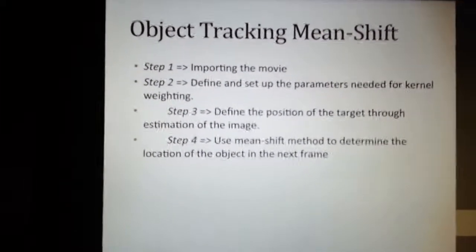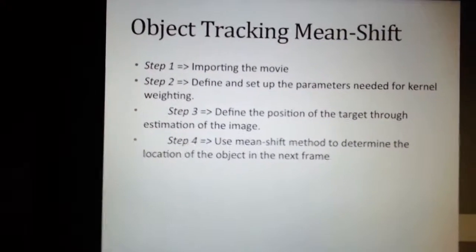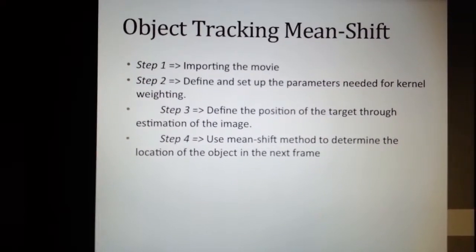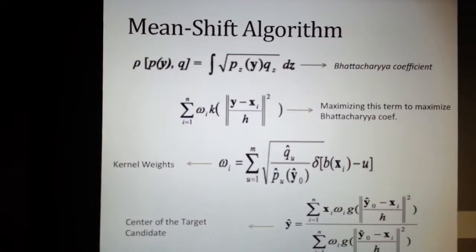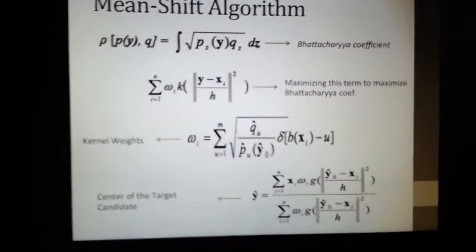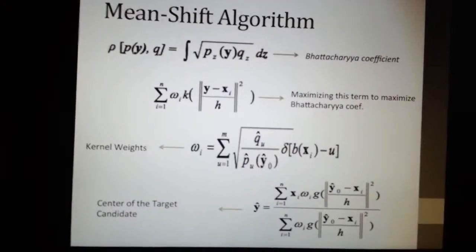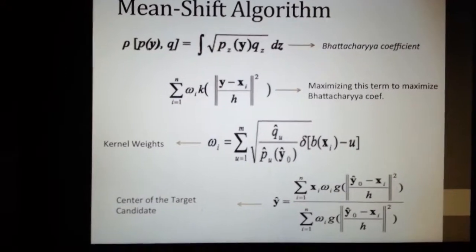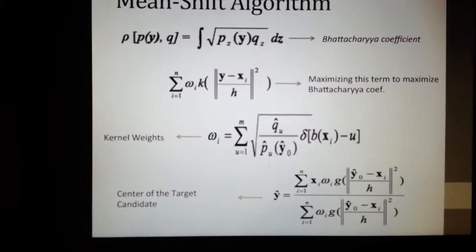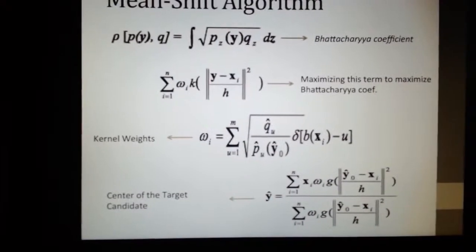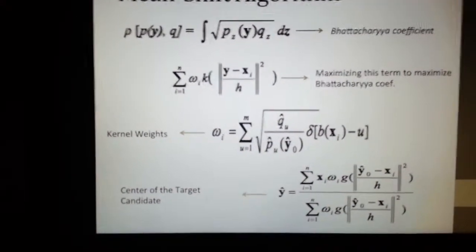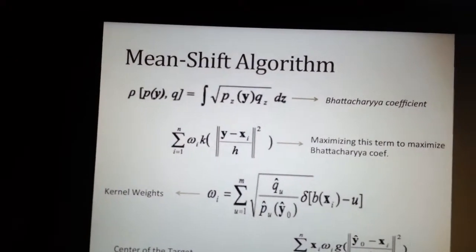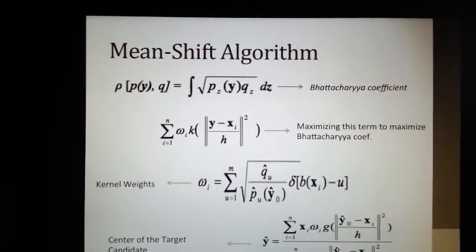And the mean shift method accomplishes finding the next path by determining the best match of the target by maximizing the Bhattacharyya coefficient. Excuse me for ruining that name. This coefficient is represented as below for two statistical distributions, P of Z and Q of Z, which are the histogram distributions of the target and candidate.